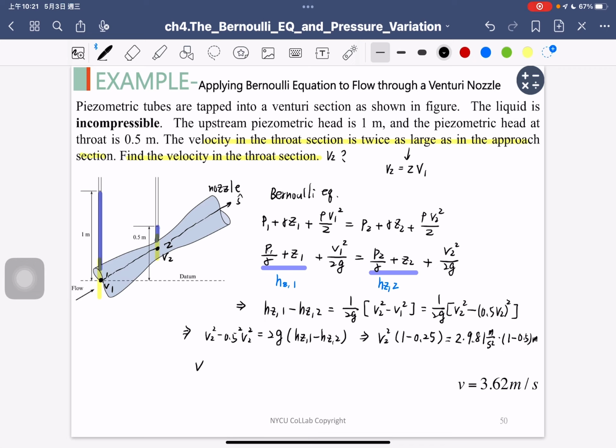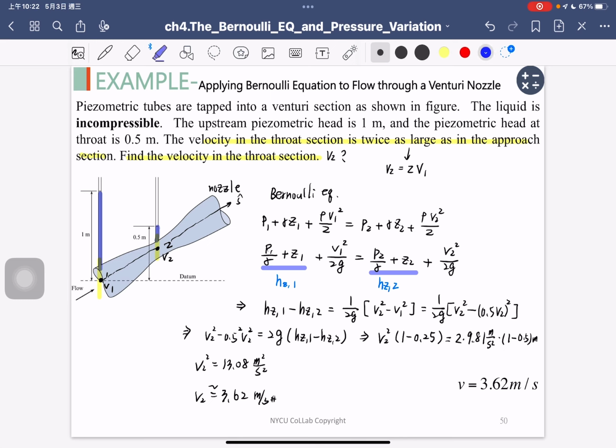Okay, so you can compute the answer. 2 multiplied by 9.81 multiplied by 0.5 and divided by 0.75 is equal to 13.08 meters squared per second squared. So you take the root of the number. It's equal to around 3.62 meters per second.